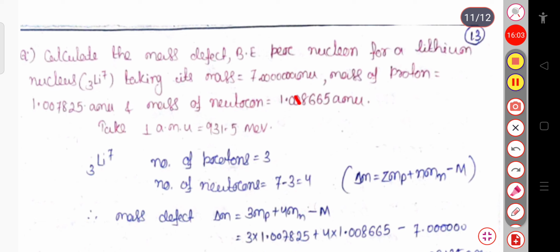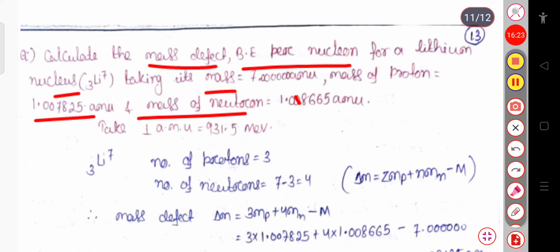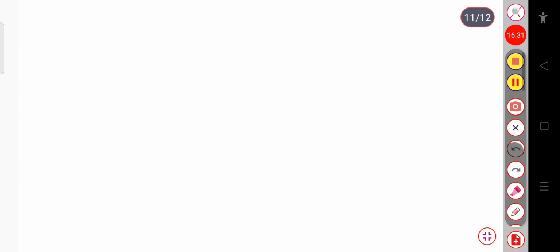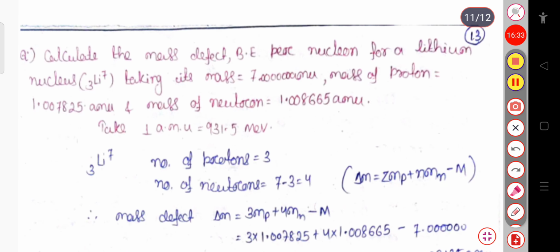The question is given: calculate the mass defect and the binding energy per nucleon for a lithium nucleus, taking its mass equal to 7.000000 AMU, the mass of the proton 1.007825 AMU, and the mass of the neutron 1.008665 AMU. You have to remember this data. Sometimes the data may not be given. So this is your mass of the proton, and the mass of the neutron is given, and the whole mass is also given, that is 7 AMU.